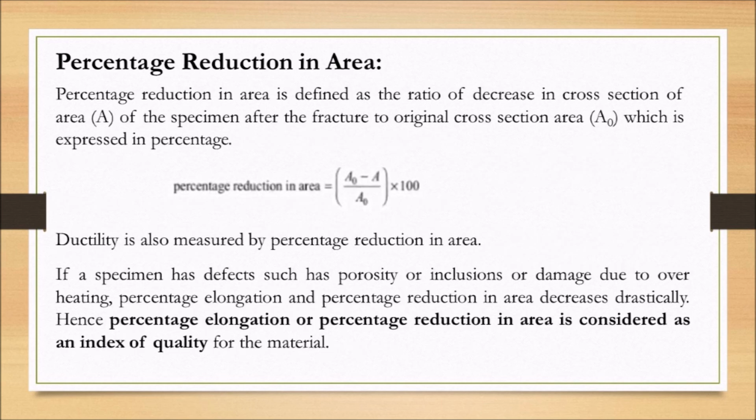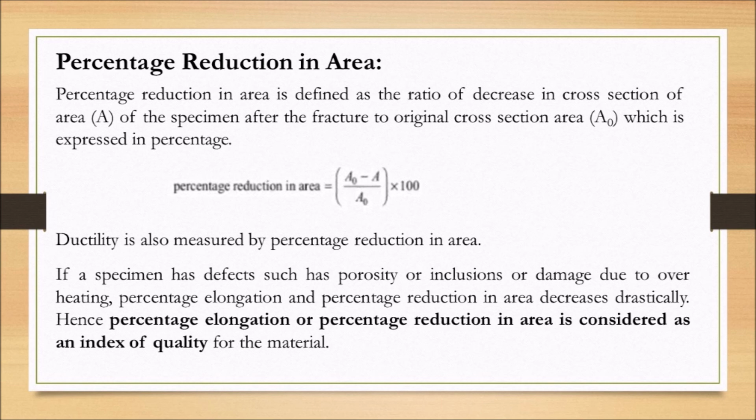Similarly, percentage reduction in area. Percentage reduction in area is determined as the ratio of decrease in cross-sectional area, represented as A, of the specimen after fracture to the original cross-sectional area A naught, which is expressed as a percentage. The formula for calculating percentage reduction in area is shown here. Ductility is also measured by percentage reduction in area.